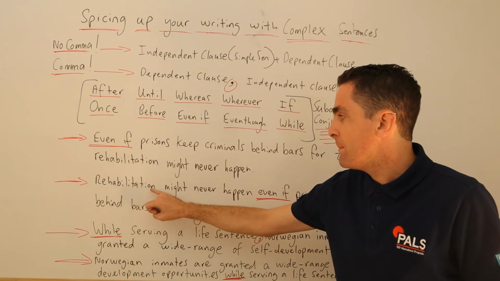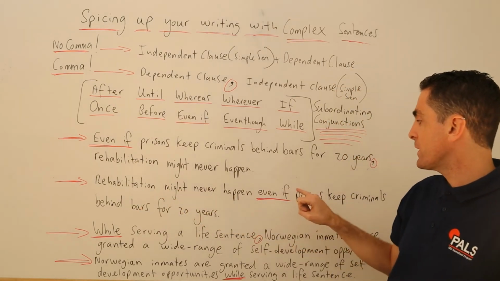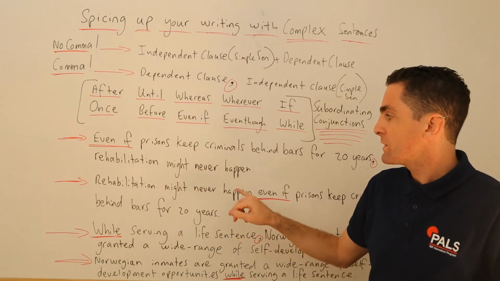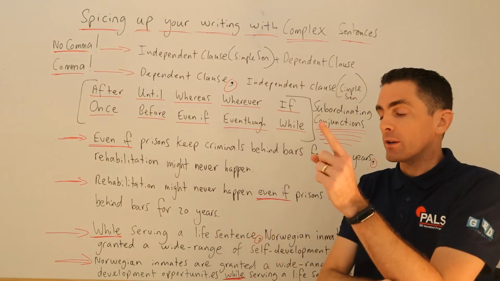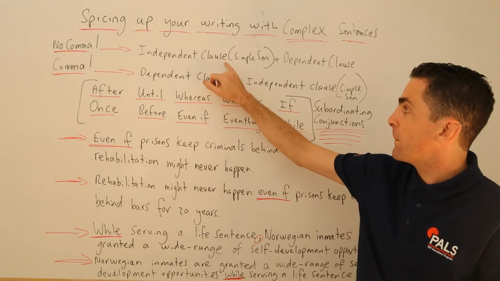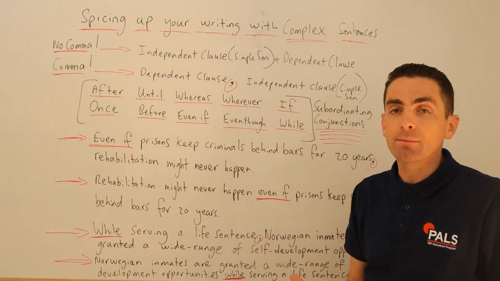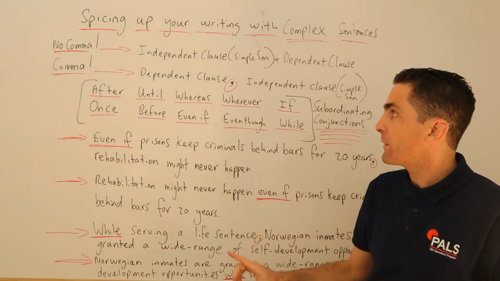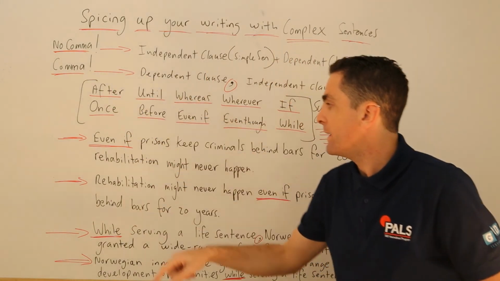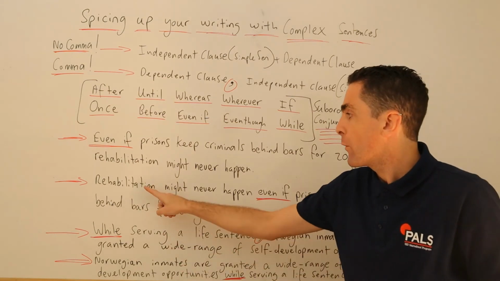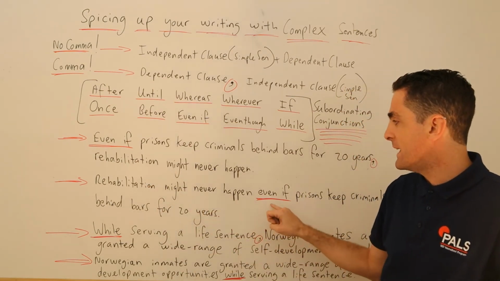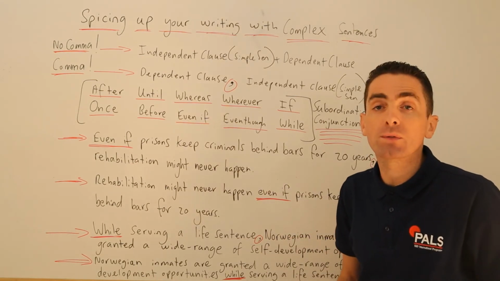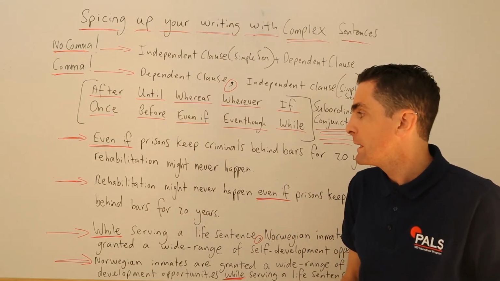Next, rehabilitation might never happen, even if prisons keep criminals behind bars for 20 years. So see what we've done? We've just switched it. It's exactly the same sentence, same meaning, but it's the other way around. And because we switched it, there is no comma, okay? The independent clause comes first. Rehabilitation might never happen, even if, no comma, prisons keep criminals behind bars for 20 years, okay?